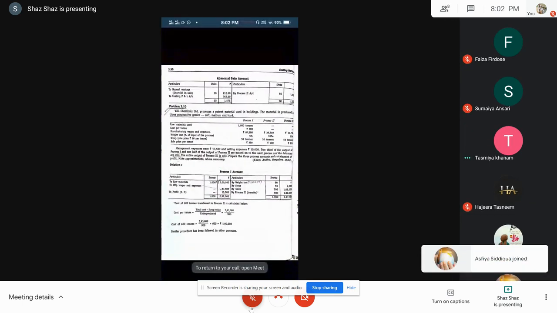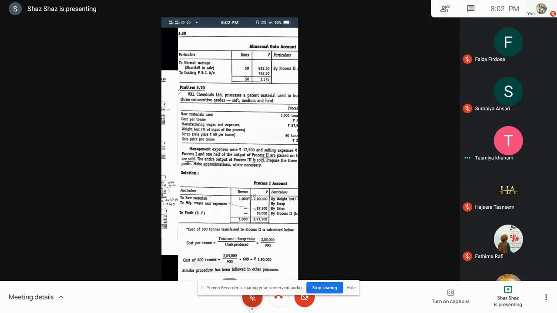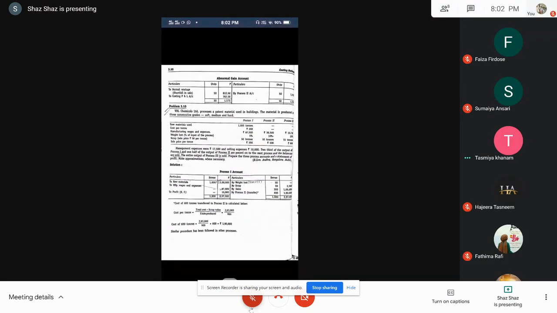Then we have scrap value here, sale price 50 per ton they have given. Okay, so this one is 50 per ton.